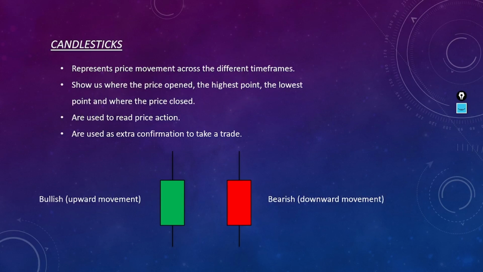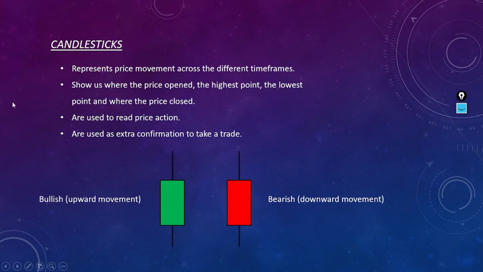On to candlesticks now. Candlesticks represent movement across the different time frames. They show us where the price opened, the highest point, the lowest point, and where the price closed. Candlesticks are used to read price action, and they are used as extra confirmation to take a trade.